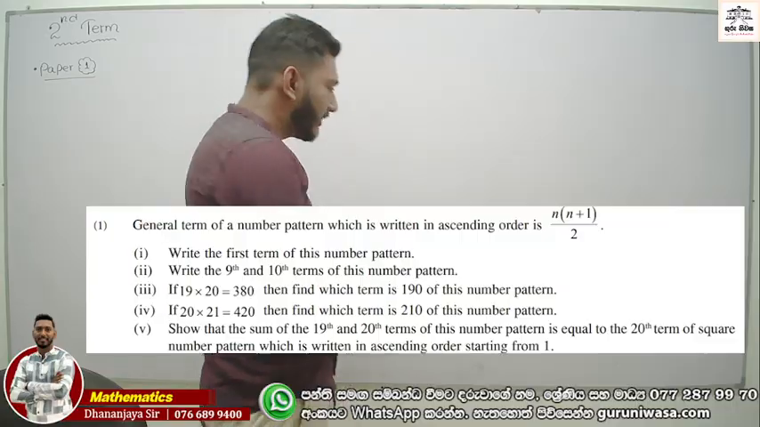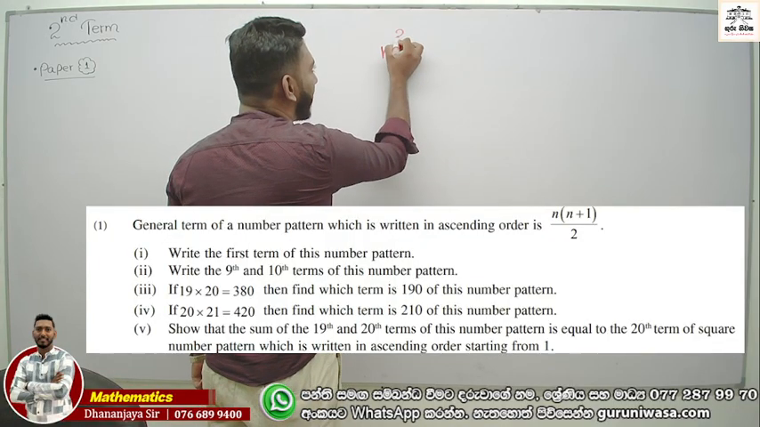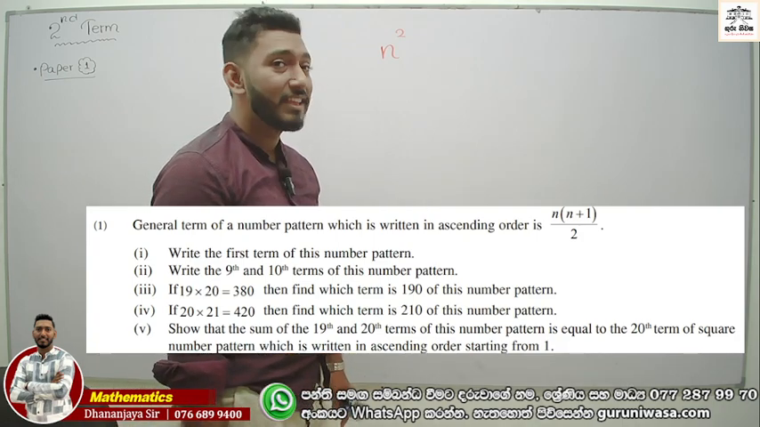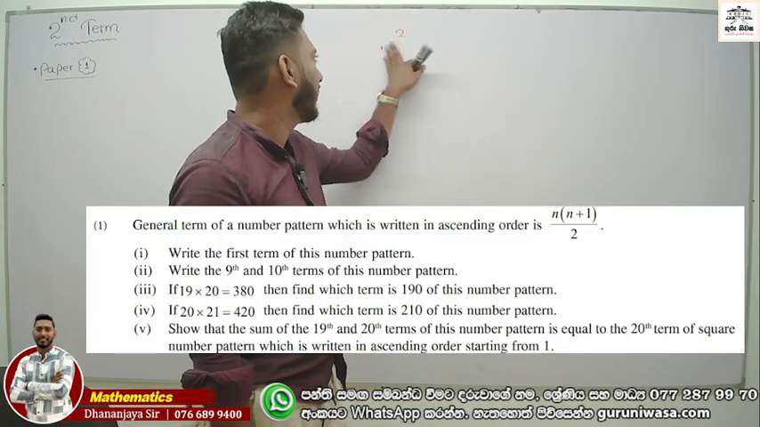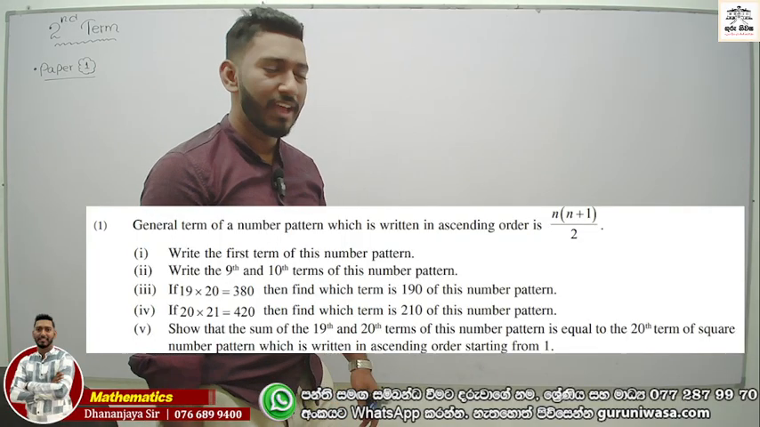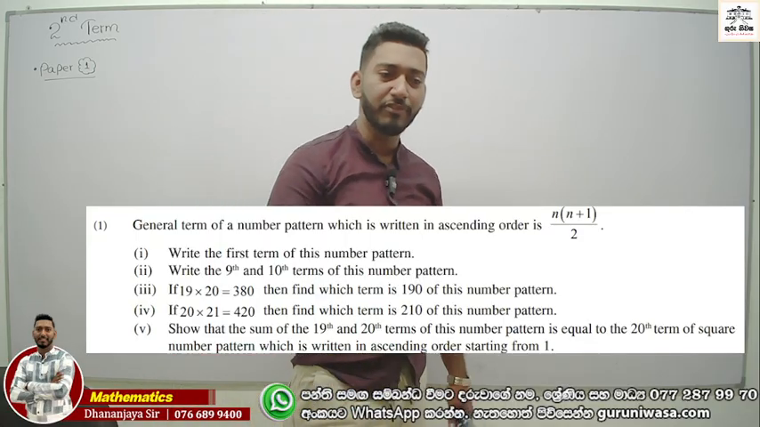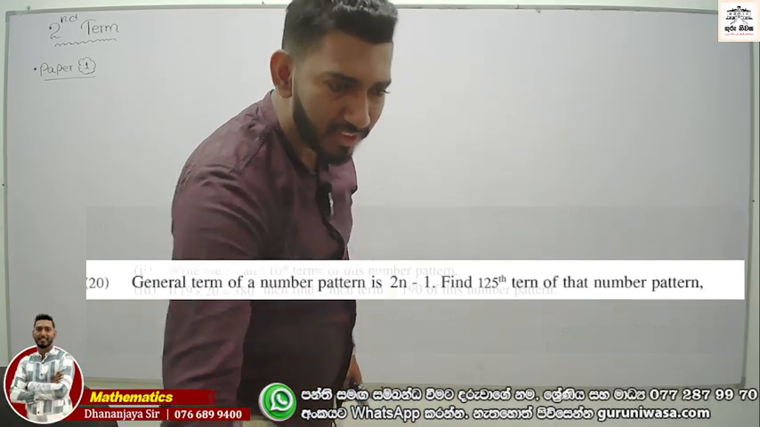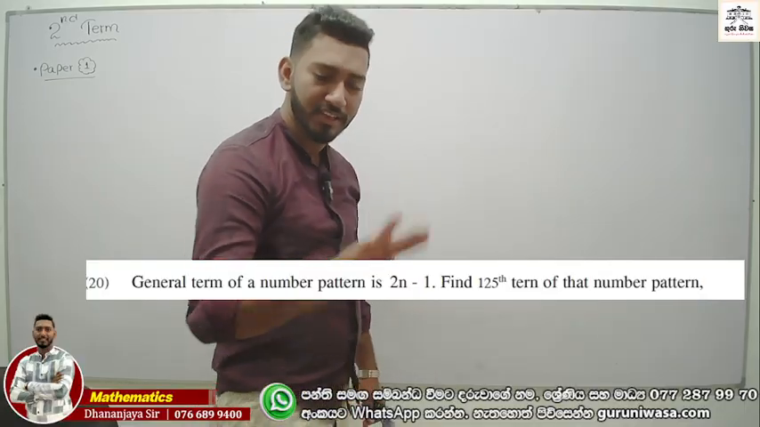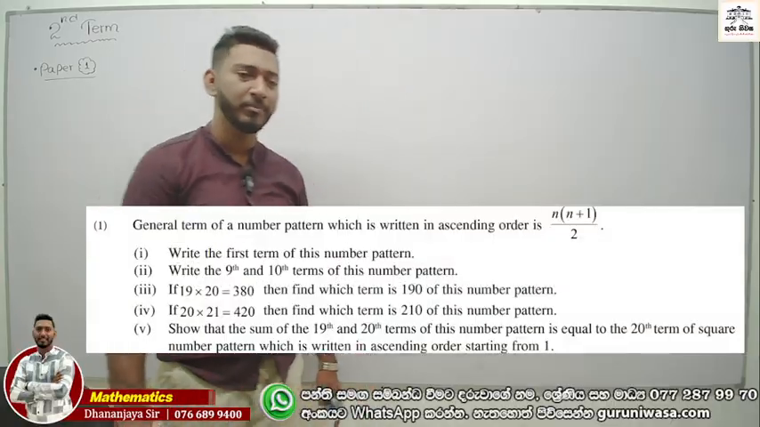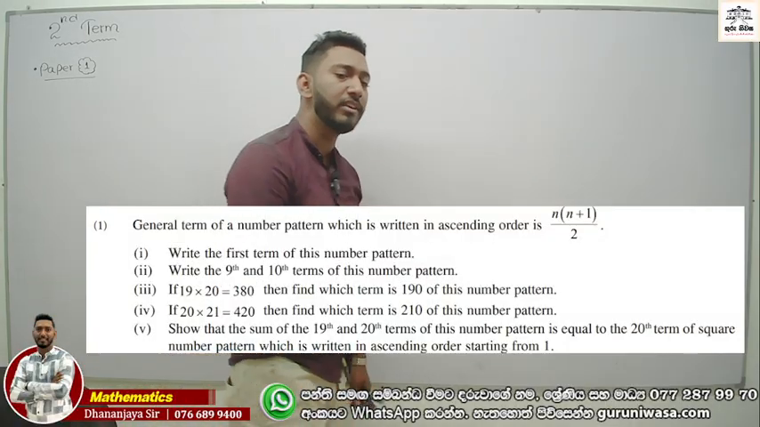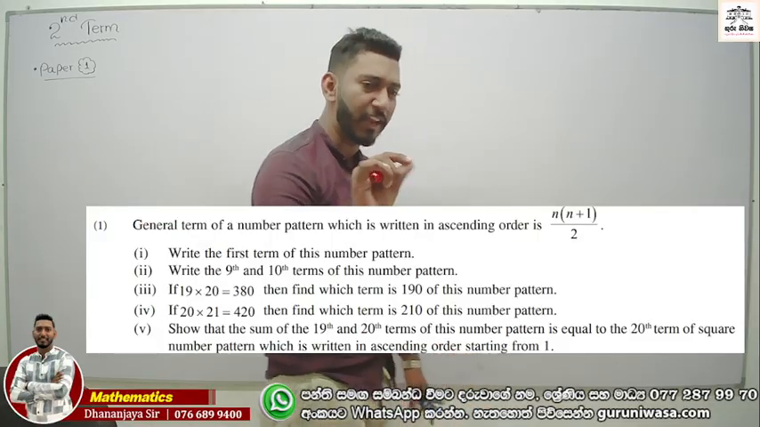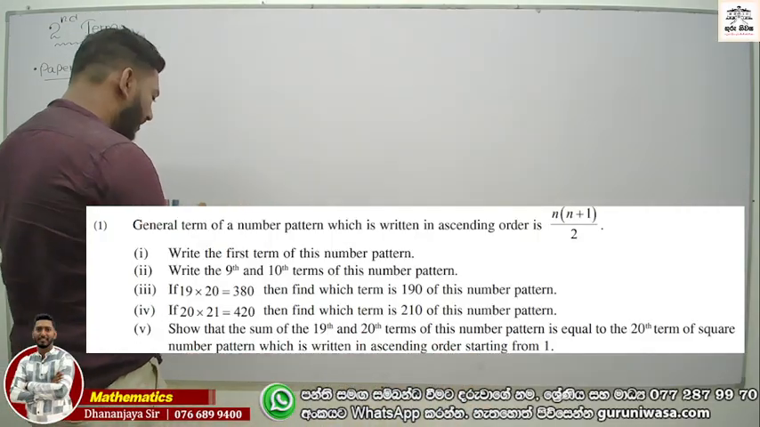And what is the special number pattern with the general term n squared? What's the name of that number pattern? Square number pattern. Yes, square number pattern, right? Those are very specific number patterns. And look at this. Now write the first term of this number pattern, using the same method as the 20th question in the first part. Therefore, to write the first term of the number pattern, you need to substitute 1 into n. Right. Find the answer.